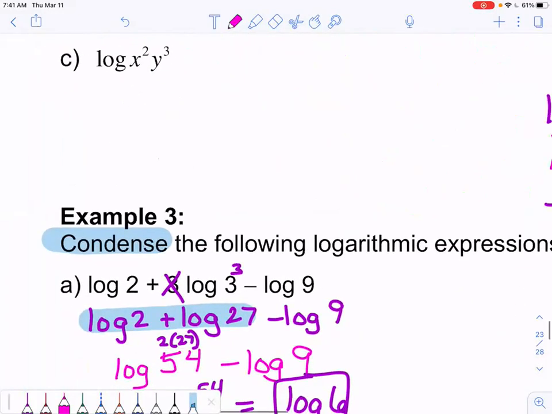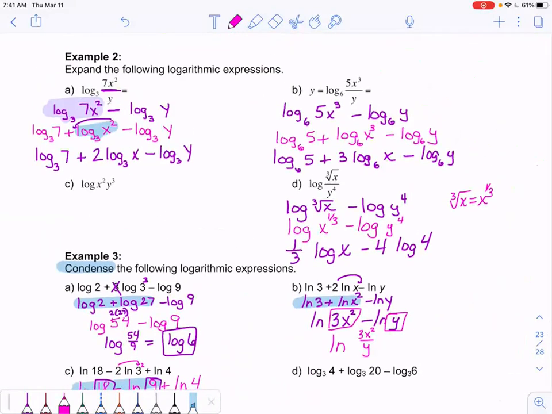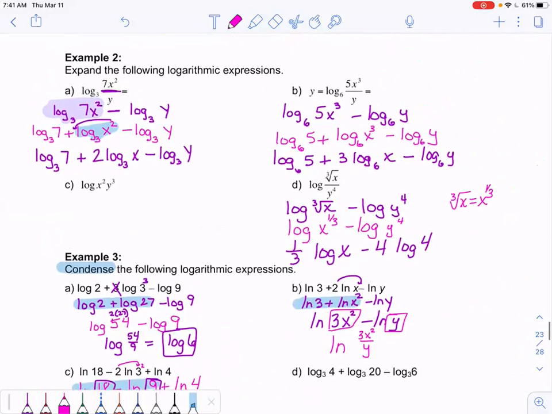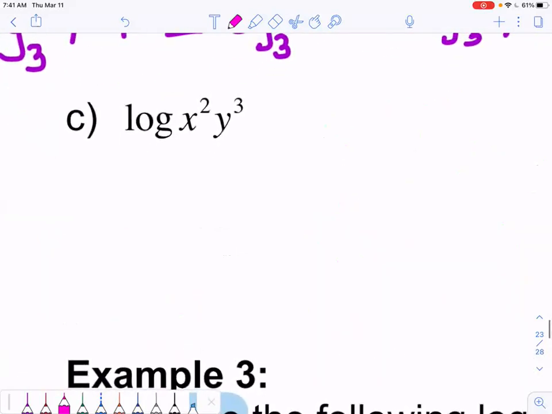Just as a little wrap up of this section, looking at page 20, we had condensing and expanding. And we have C and D to quickly discuss as a review refresher. So part C, the directions say to expand, which is the opposite of what we did for 42. And we have the log of x squared y cubed.